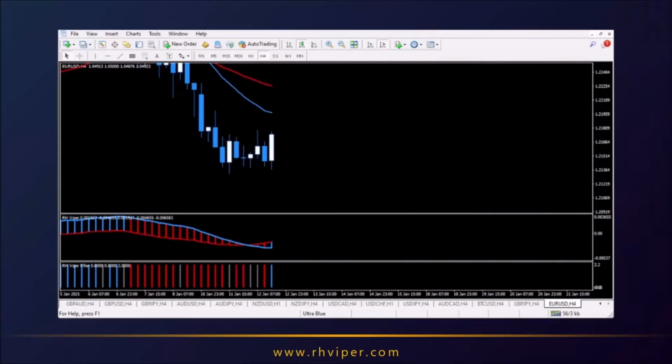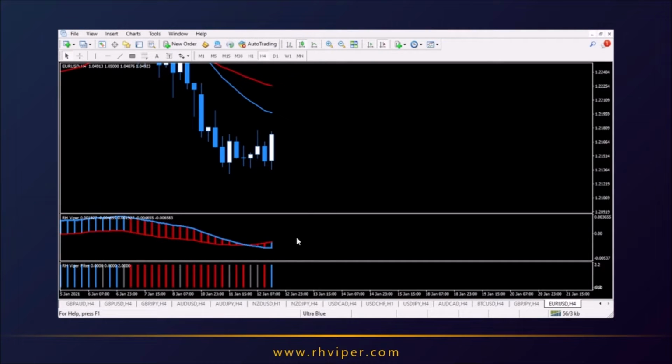Hello there. We are looking at the Euro USD. This is a 4-hour time frame, and what we're looking for is an opportunity to go short. Right now, we have a trend that is down. The price is underneath the moving averages. The blue moving average is underneath the red moving average. So we've got the downtrend on the price chart.